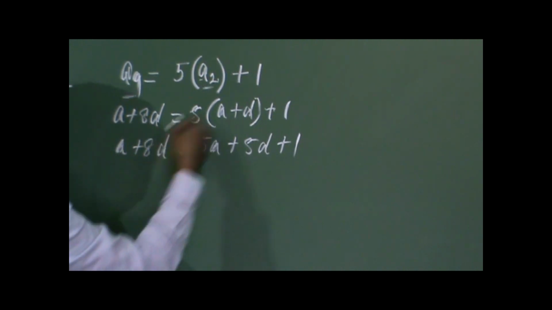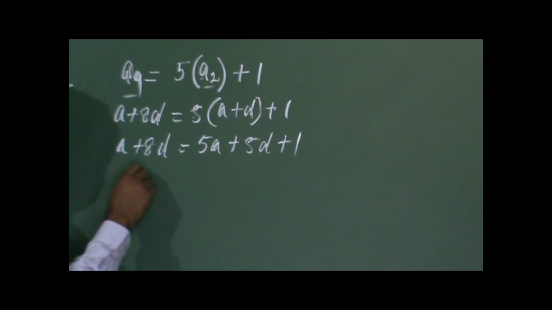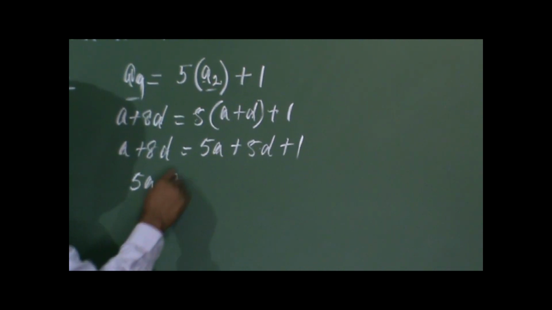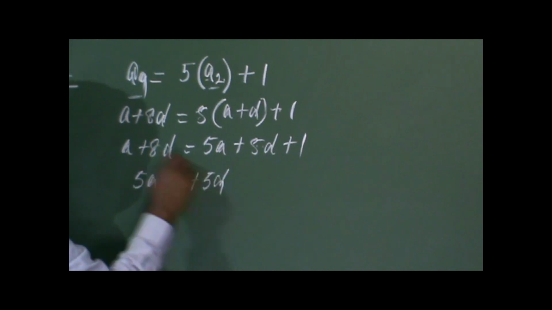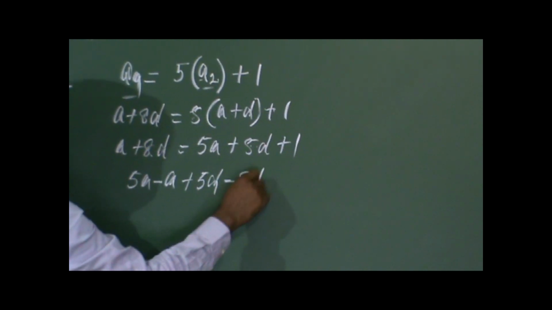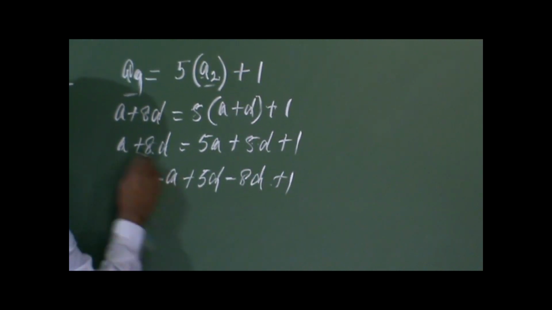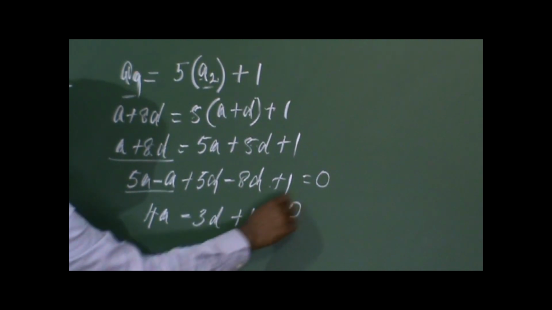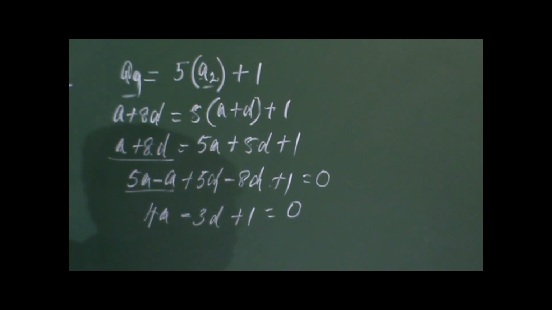So let us transpose these two terms to the RHS. 5A I will write as it is, plus A gets transposed, that becomes minus A. Next 5D, and 8D gets transposed, it becomes minus 8D, 1 remains in the same manner. Here you do not have anything, so it is equal to 0. So 5A minus A is 4A, and 5D minus 8D is minus 3D, plus 1 is equal to 0. To convert this into the standard form of a linear equation in two variables, 4A minus 3D is equal to minus 1. Take it as equation 1. It's a beautiful problem.